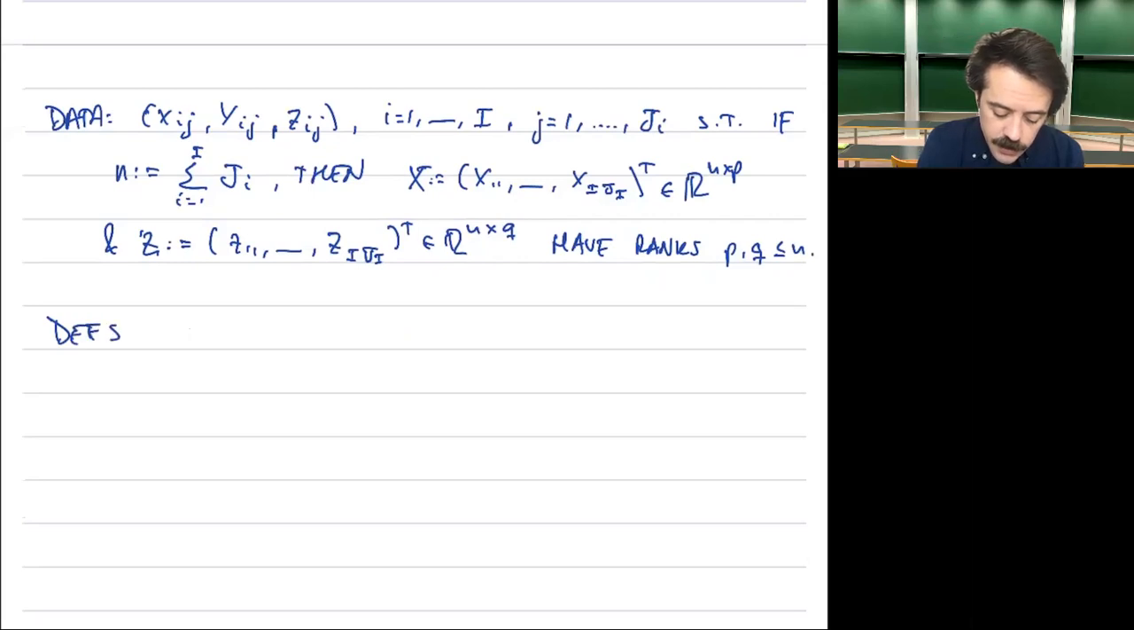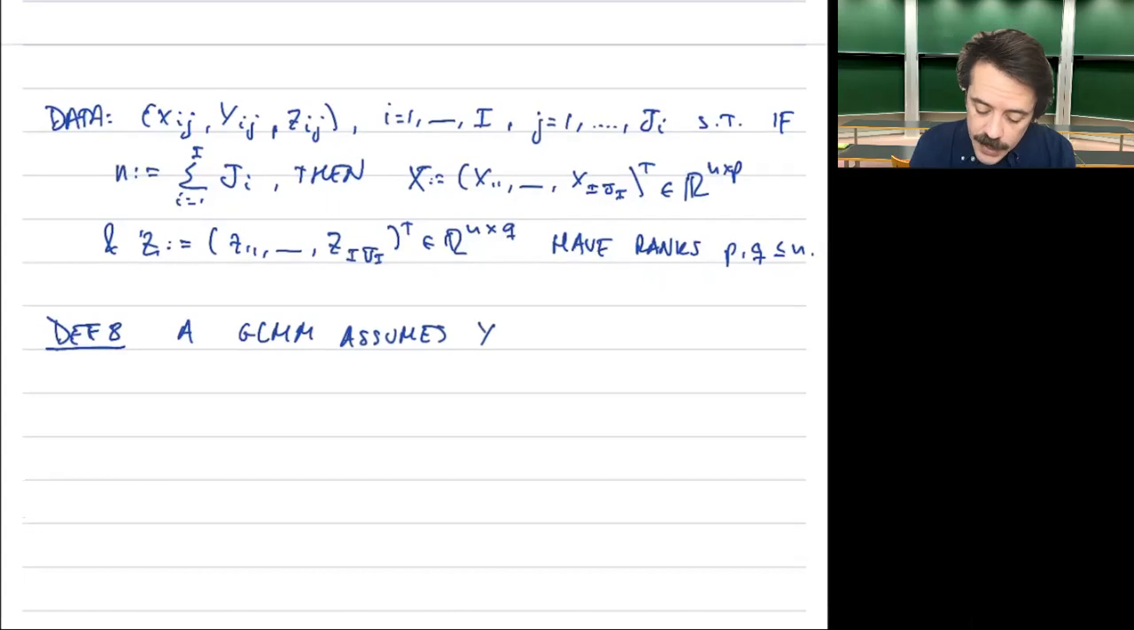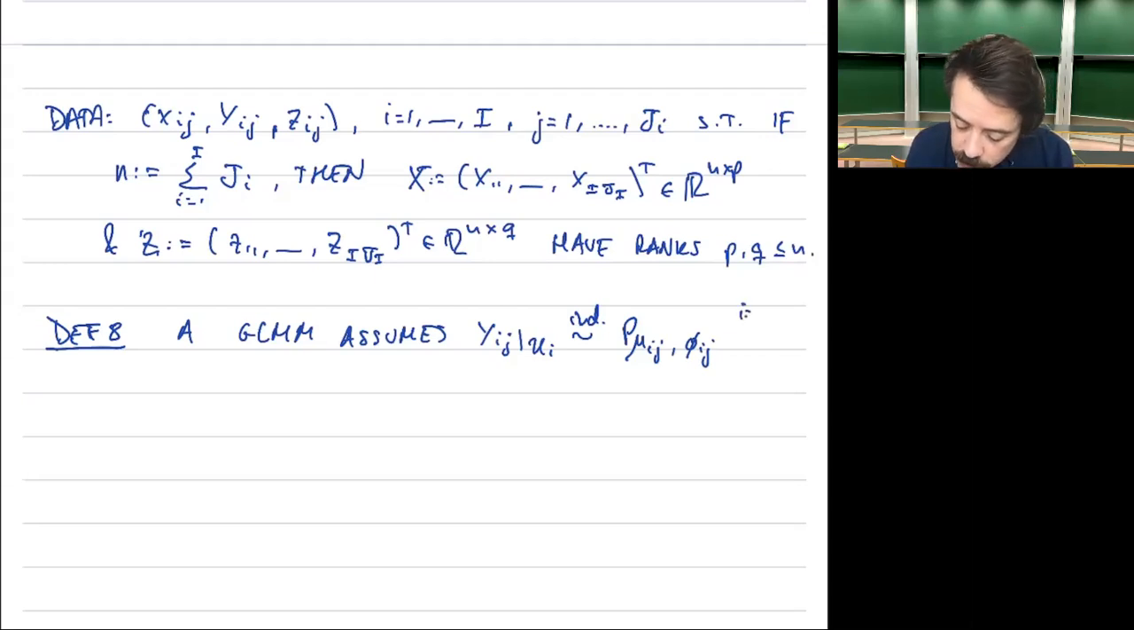So now let's define these models. A generalized linear mixed effect model assumes the following. It assumes that the Y_ij, given some U_i that I will specify in a sec, follow a distribution that is an EDF. As usual, we have a mean and a dispersion parameter, and this is for each i.